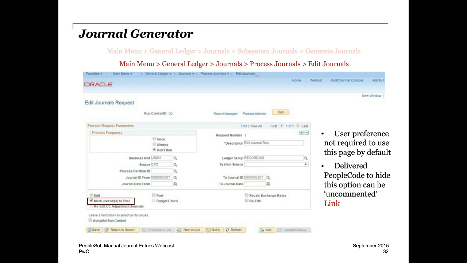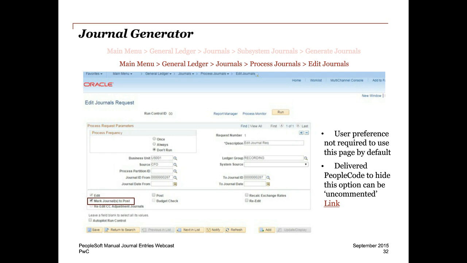There's also this Edit Journals page, which is a run control that actually has a mark journals to post flag on it as well. This, as delivered from PeopleSoft, does not take that user preference into account. However, I did want to note here that there is some delivered PeopleCode hidden behind the scenes that's commented out, and there are instructions provided from Oracle on how to implement that if that's something that you want to use in your organization but still want to have some of those control mechanisms.